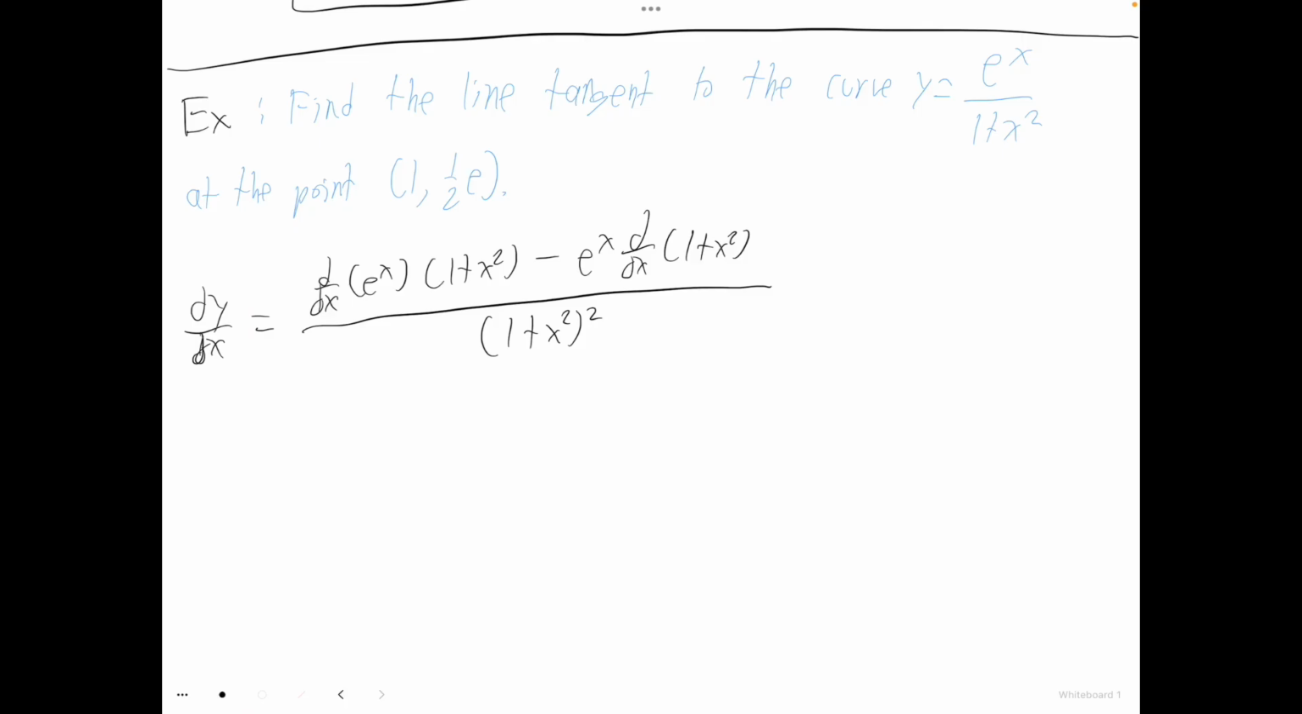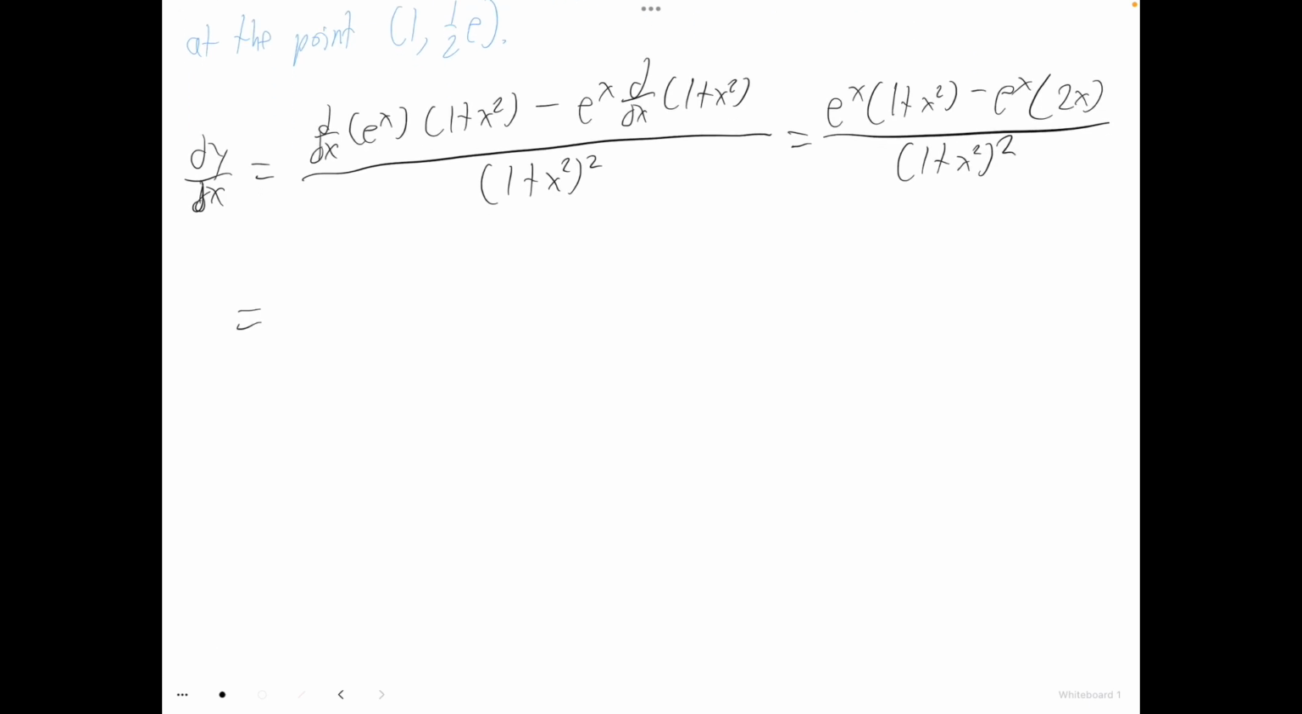Okay, so let's compute these derivatives. The derivative of e to the x is e to the x. So we have e to the x times 1 plus x squared, minus e to the x times the derivative of 1 plus x squared, which is just 2x, divided by 1 plus x squared, all squared.